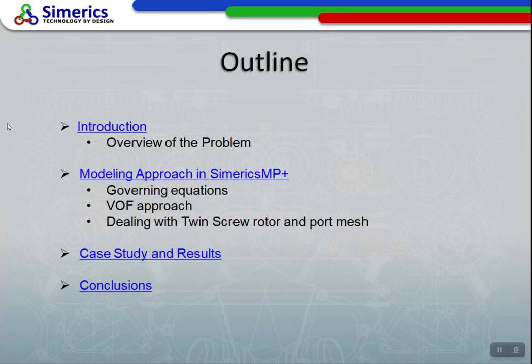In the third part, I'm going to introduce 3 test cases and discuss the results from the numerical simulations and the test data and try to compare them. At the end, I'm going to give some conclusions of this research work.